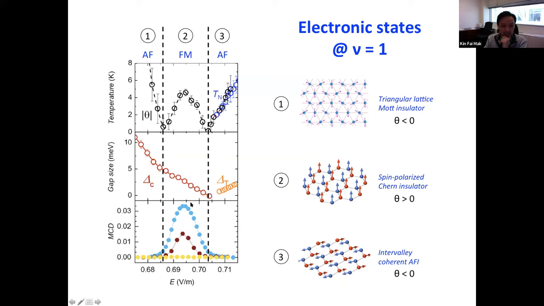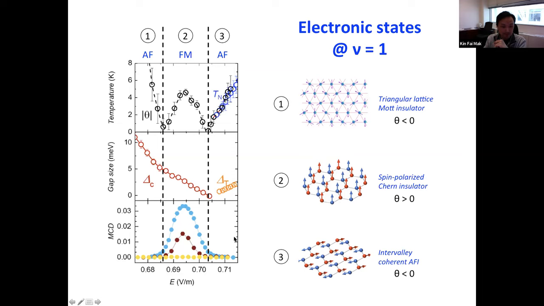In the middle panel, I'm showing the charge gap as measured from thermal activation and from a capacitance measurement. And you can actually see that the gap size will just decrease continuously to zero at the boundary between 2 and 3. And so this suggests that it's a continuous quantum phase transition from the Chern state to the anti-ferromagnetic state. But we do not seem to see a charge gap closure at the boundary between 1 and 2, between the Mott insulator and the Chern insulator.